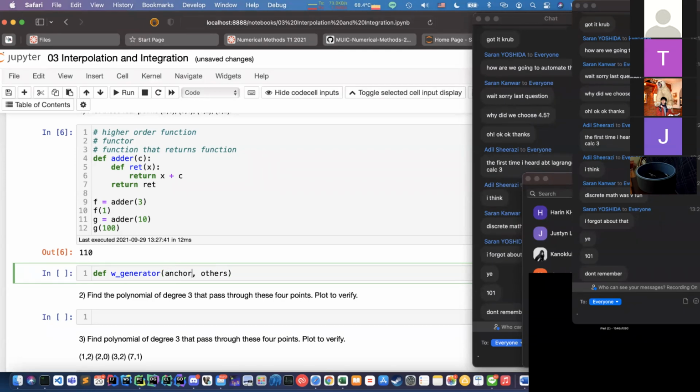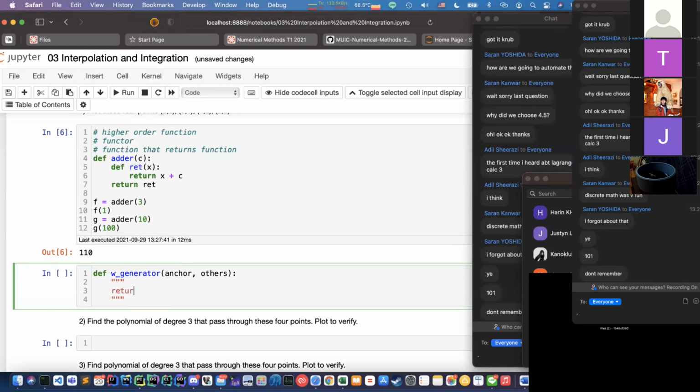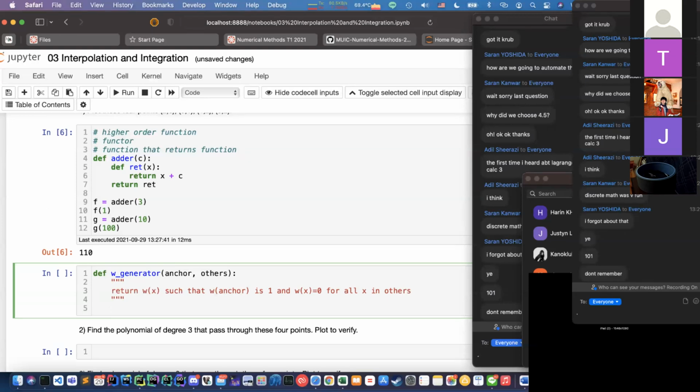Let's call it anchor. So this thing should return W such that W of anchor is 1 and W of X is 0 for all X in others. That's it. Please do this for me.